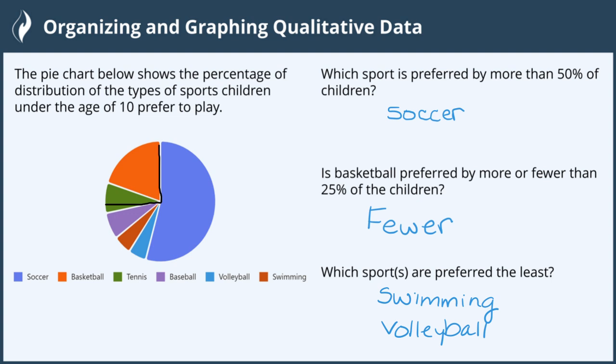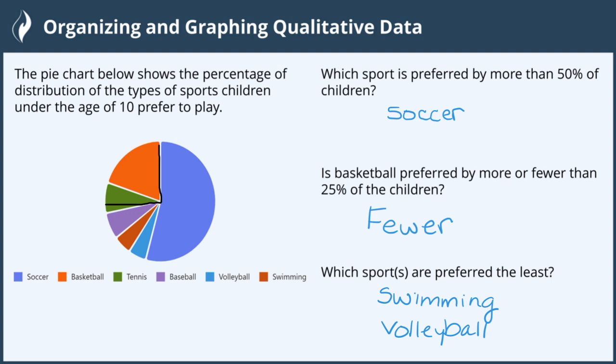So again, we're taking a look at this pie chart to make determinations about different percentages of the types of sports that children under the age of 10 prefer to play. Again, with this particular representation, we don't know the frequency or the counts of these children. We just know the general percentages by taking a look at the visual size of the wedges. So again, it looks like more than 50% of children prefer soccer because that wedge covers more than half of the pie chart.